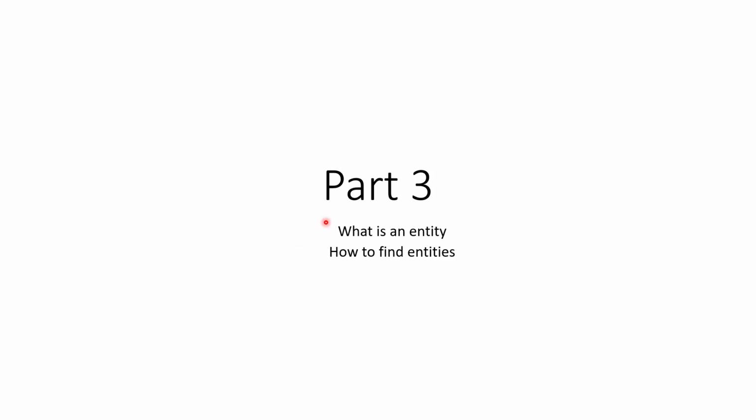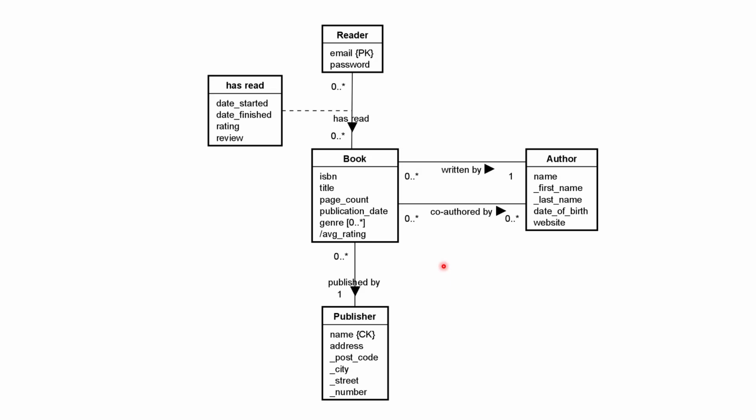This time we're going to take a look at the entity, and go into more detail about what an entity is, where entities come from, and how we find them. This was the diagram that I showed previously, and I highlighted the entities as the book, the reader, the author and the publisher, all real world things.